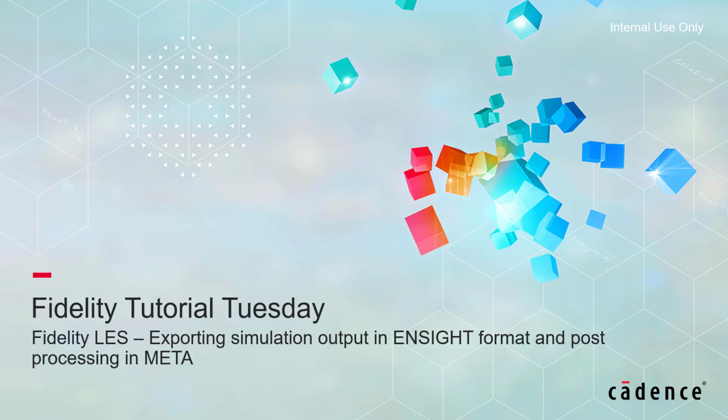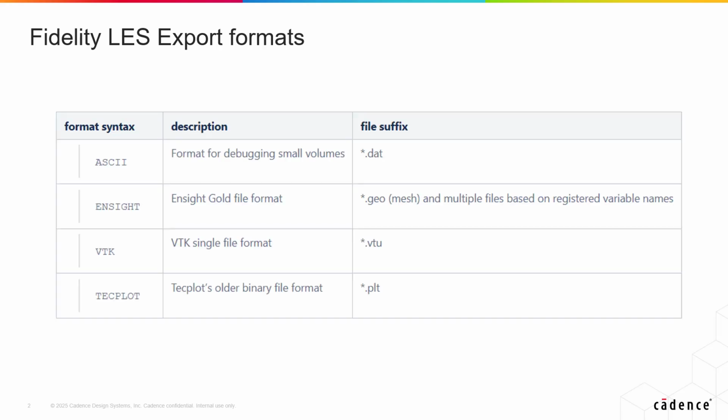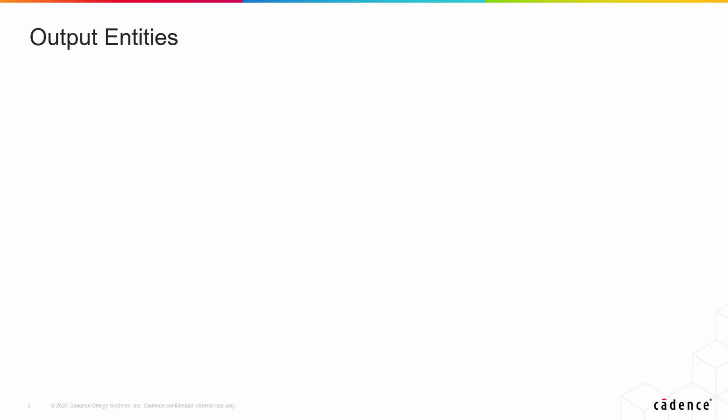Today, we are going to show you how to export Fidelity LES simulation output in Ensight format to post-process in Meta Post Processor and Cadence C-Post. As you know, Fidelity LES solver has traditionally supported exporting data in a variety of formats including ASCII, VTK, TechPlot, and Ensight. Let us look at the Ensight Gold file format today.